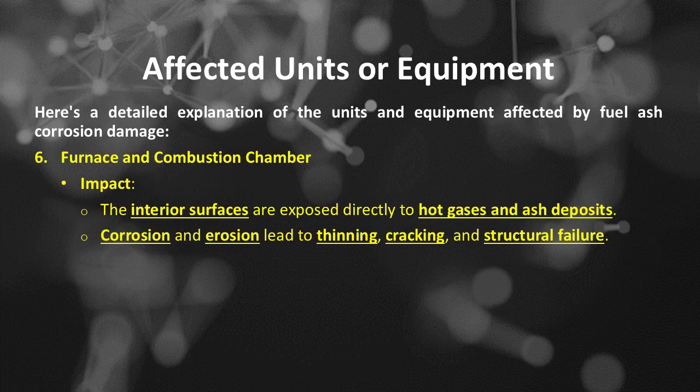Number 6 of the units and equipment affected by fuel ash corrosion damage is furnace and combustion chamber. Impact: the interior surfaces are exposed directly to hot gases and ash deposits. Corrosion and erosion lead to thinning, cracking, and structural failure.